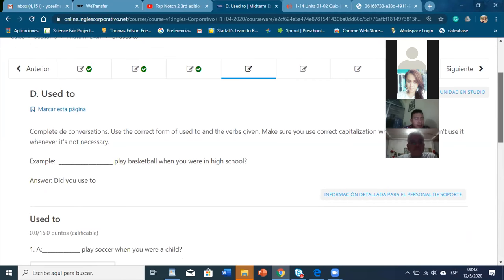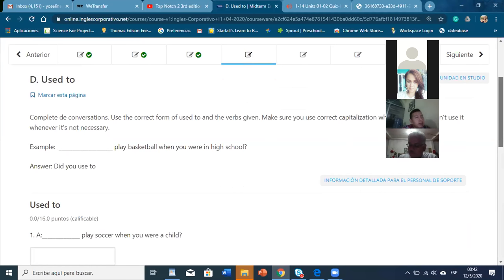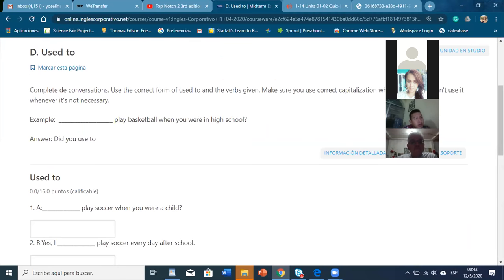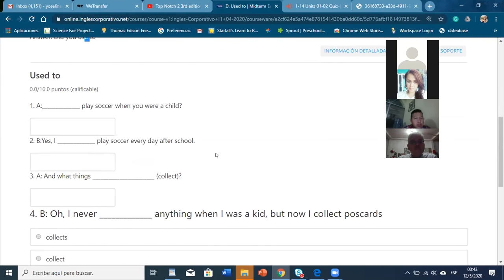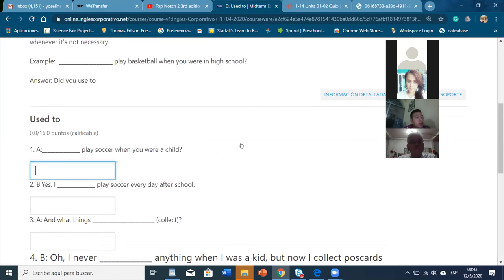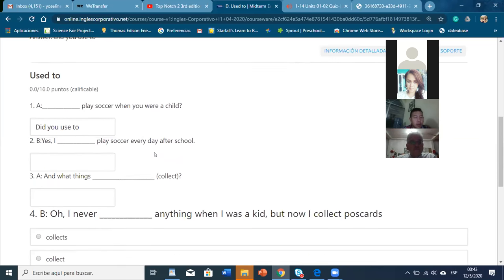Now we're going to use "used to," something we also studied in class previously. The example says we have to make a question: did you use to play basketball when you were in high school? So this is complementary, right? The structure is here: did, subject, and use. Let's make number one, Alvaro. Did you play soccer when you were a child? But we're using used to. Did you use to play soccer when you were a child? Like this, right? Did you use to, with D or without D, guys? Without it. Very good. Awesome.